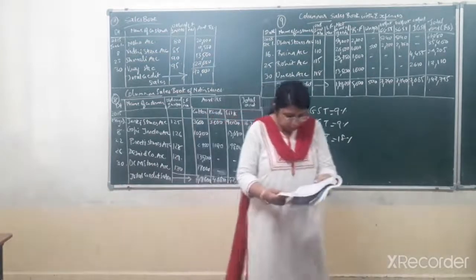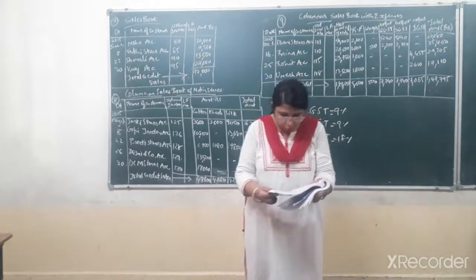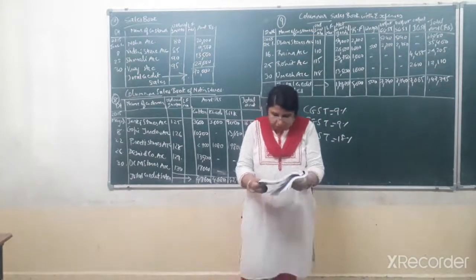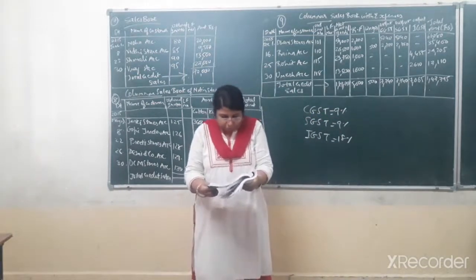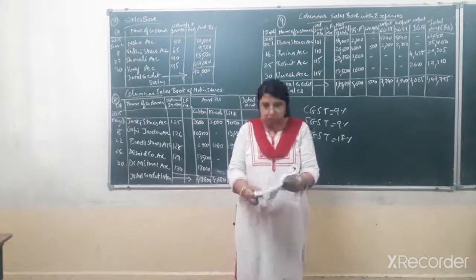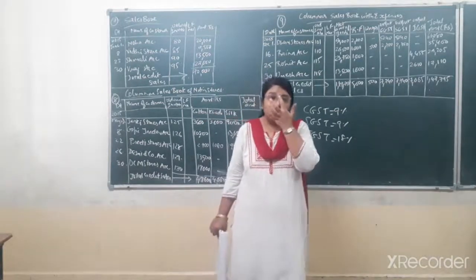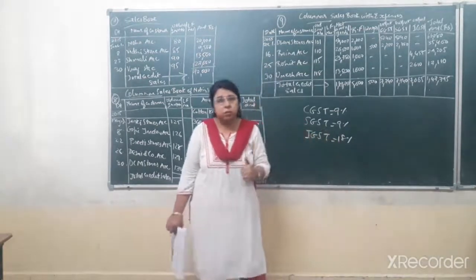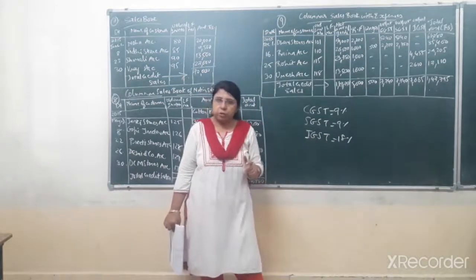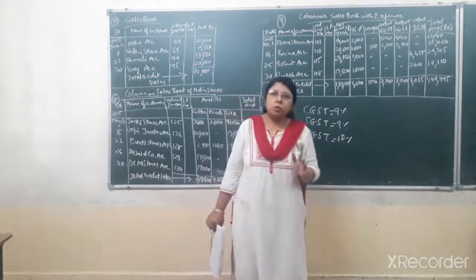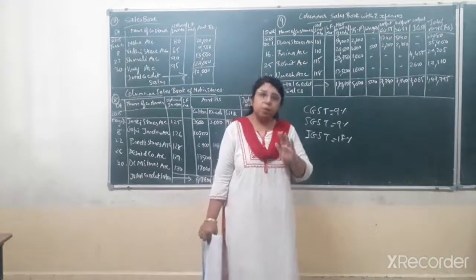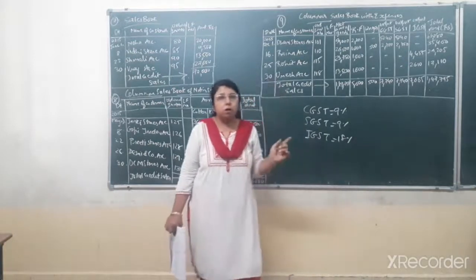Now reading the 10th date transaction, goods sold of rupees 40,000 at 10% trade discount to Virat stores on cash of Gangtok, Sikkim, labor charge rupees 200. Now this transaction will not be recorded in this columnar sales book because it is a cash transaction. Only credit transactions will be recorded in goods subsidiary book. So it will not be recorded in the columnar sales book.